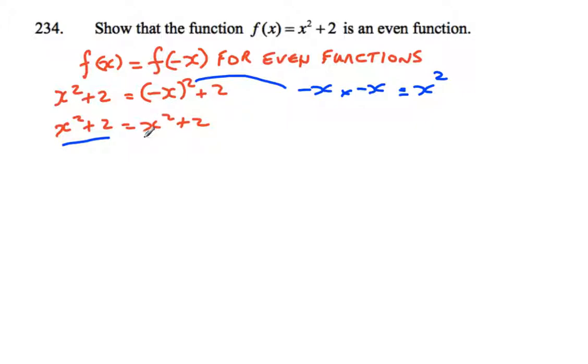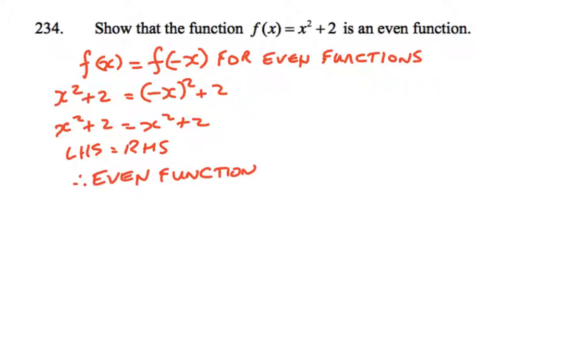So you can see that that turns out to be the same expression on the left hand side and the right hand side, which is how these show that type things work. If you can show that the left hand side of an expression equals the right hand side of the expression, you've kind of proved the expression is true, or the test is true that you're trying to prove. So therefore that's an even function. f of x equals x squared plus 2 is an even function.